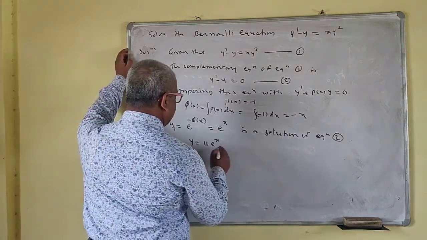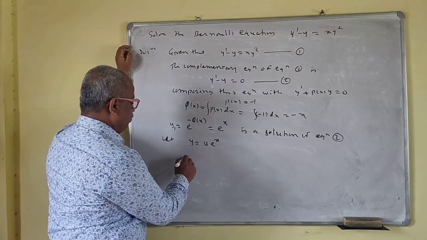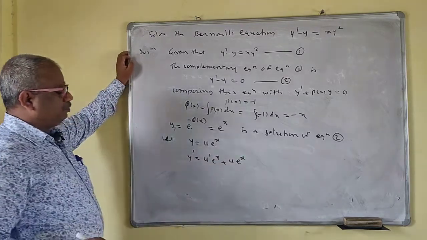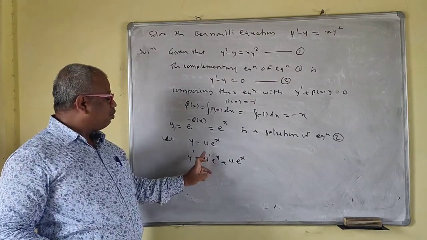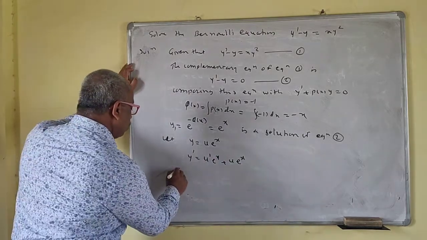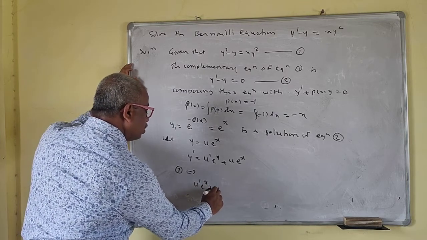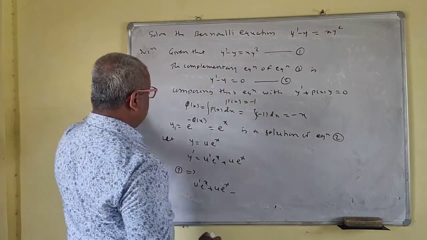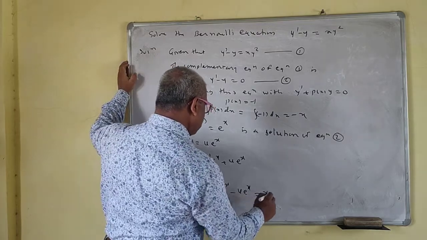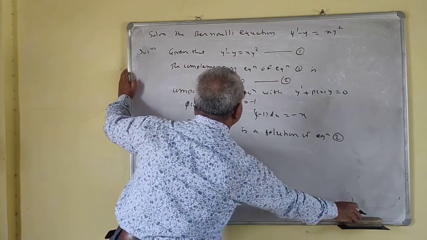Okay, so let y is equal to u e raised to x. Always write this. So y prime is equal to u prime e raised to x plus u e raised to x, because the derivative of u is u prime, and the derivative of e raised to x is e raised to x. Now we'll put in 1. So 1 implies that u prime e raised to x plus u e raised to x minus y, minus y means u e raised to x, is equal to x y square. Y square means u square e raised to twice x.